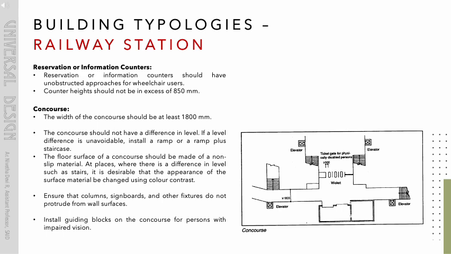The floor surface of a concourse should be made of a non-slip material. At places where there is a difference in level such as stairs, it is desirable that the appearance of the surface material be changed using color contrast. Ensure that columns, signboards, and other fixtures do not protrude from wall surfaces. Install guiding blocks on the concourse for persons with impaired vision.